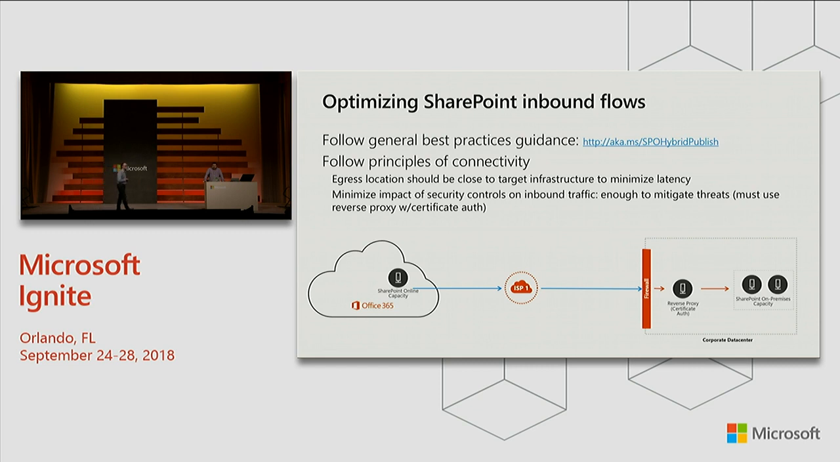So the way to do that is to ensure that the path between Microsoft's network egress into your network and then from the edge of your network into this location where you've got your SharePoint capacity, you want to minimize that overall path length as much as possible. And the way to do that, local egress, make sure you're locating your endpoints where they need to be.